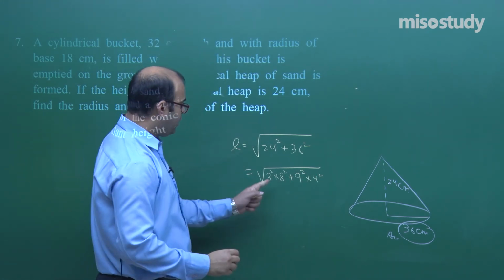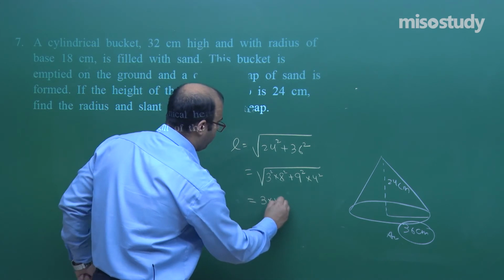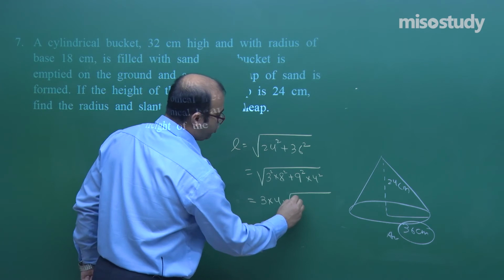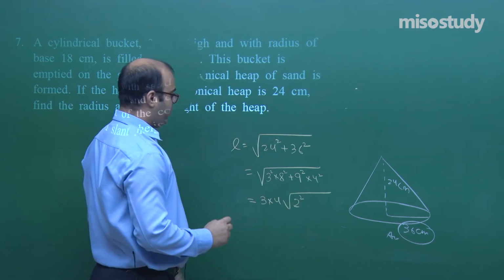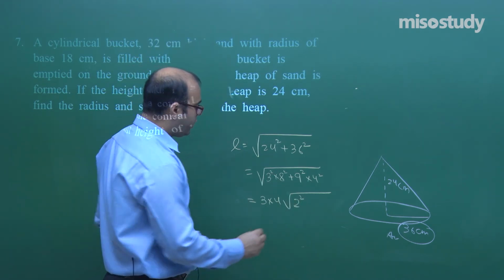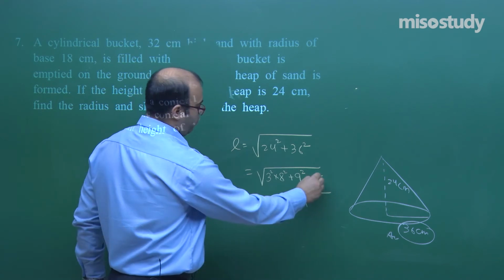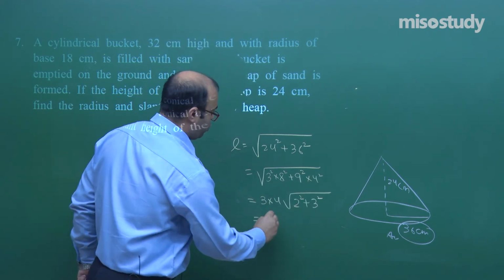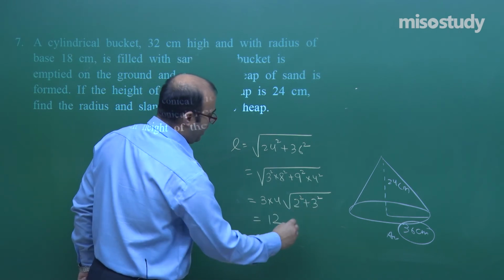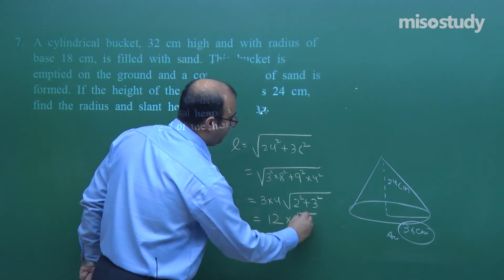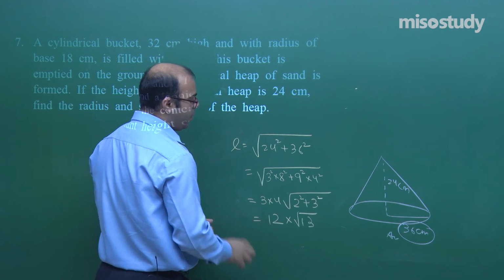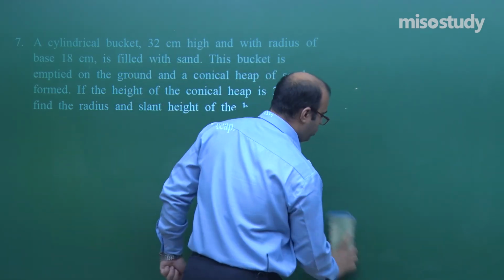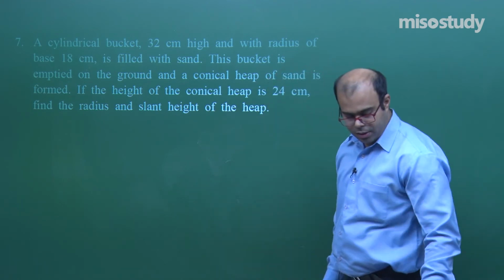We can take one thing common, 3 and 4, outside from the square root. So here it becomes 2 square as we have taken 3 square into 4 square outside, plus 4 square has gone outside, 3 square. So this is 12, and 4 plus 9 is 13. So root over 13. This is the slant height of this cone. So this is how we can attempt these questions.